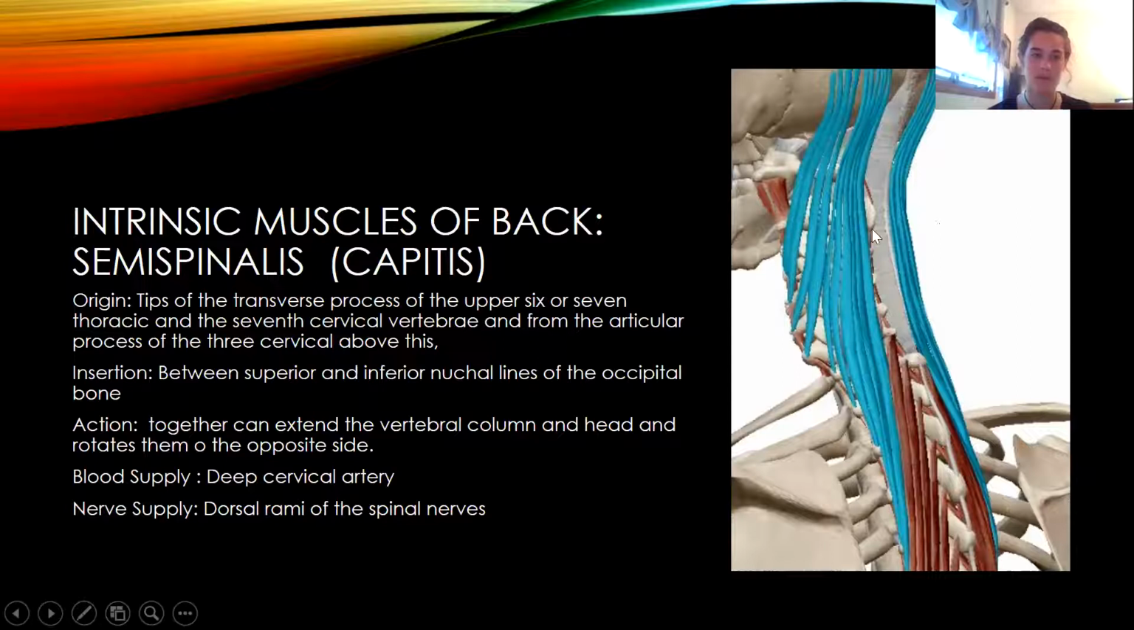The neck and the intrinsic back muscles: the semispinalis, and then right here is the capitis. The origin of this is the tips of the transverse processes of the upper 6 or 7 thoracic and the 7th cervical vertebrae, and from the articular processes of the 3 cervical above this. The insertion is between the superior and inferior nuchal lines of the occipital bone, so right above here.